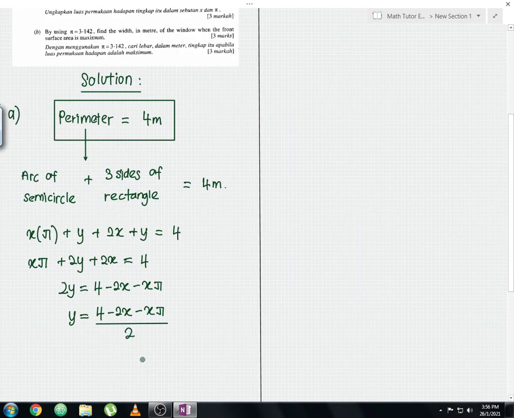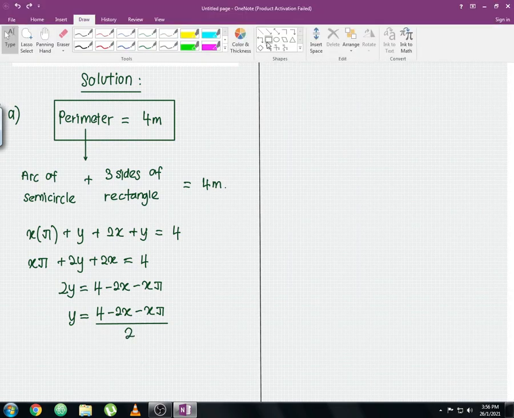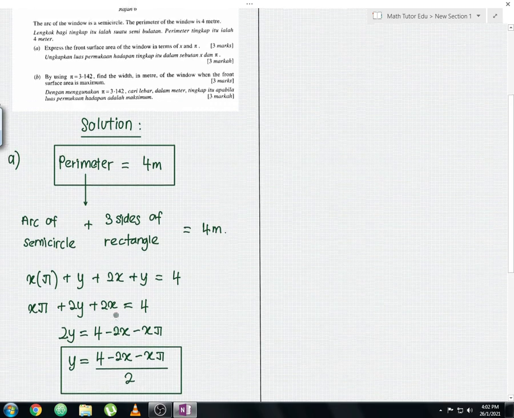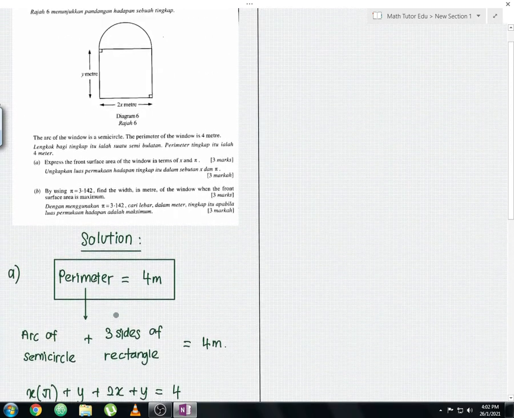Okay, so let me box this. So this is your very first step, guys. Okay, so I hope you understand the working behind this. Once we get the equation of y in terms of x, the next step is we can proceed to find the front surface area of the window, which in this case is the total area, which consists of the area of the semicircle plus the area of the rectangle.